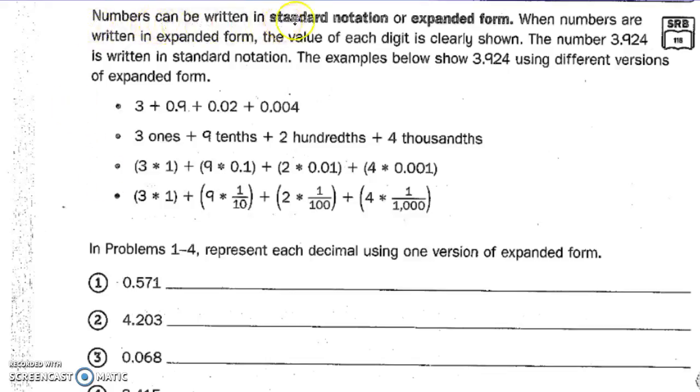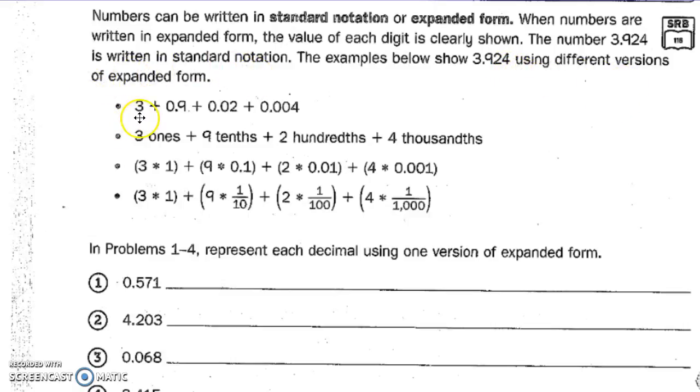It says numbers can be written in standard notation or expanded form. We've explored both these things with whole numbers, so this shouldn't be new. When numbers are written in expanded form, the value of each digit is clearly shown. The number 3.924 is written in standard notation. The examples below show the same number, 3 and 924 thousandths, using different versions of expanded form.